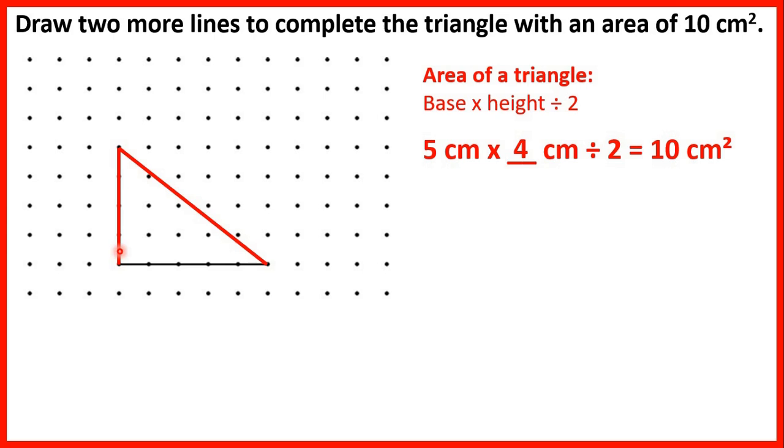But the triangle doesn't have to be a right-angled triangle like we've drawn here. We could draw a triangle like this, because we still have a base of 5 and a height of 4 centimetres. We could have a triangle like this or this, so there are lots of possible answers for this question. We could even draw a triangle like this. That still has a height of 4 centimetres, because from the base we need to go up 1, 2, 3, 4 to get to the point at the top.